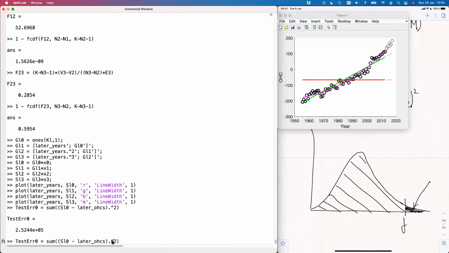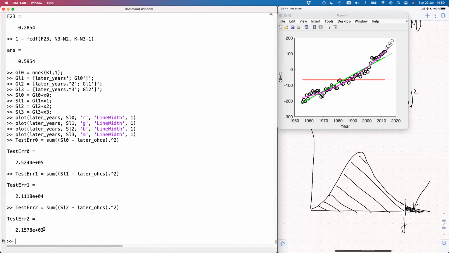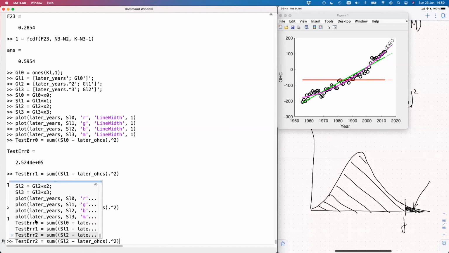So what do we get for that? Something like 250,000. Then for model number 1, that reduces by an order of magnitude down to 20,000 or so. Model 2, I expect we will see that reduce fairly substantially still further. Again, another order of magnitude. We're down to now 2,000 for model number 2.